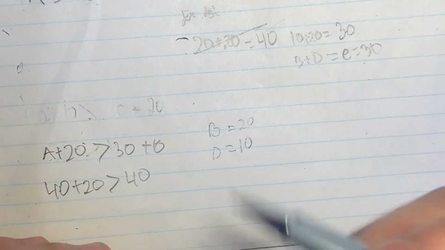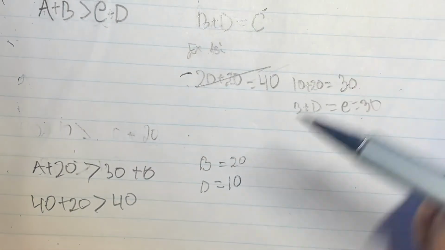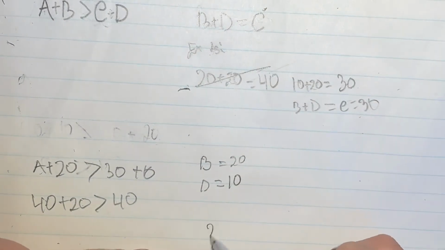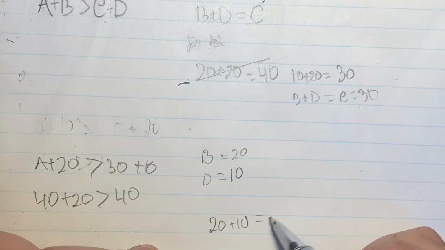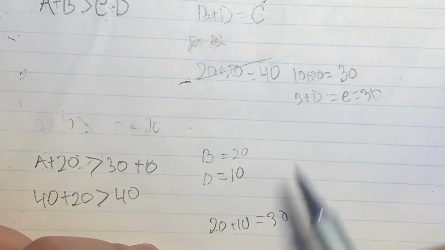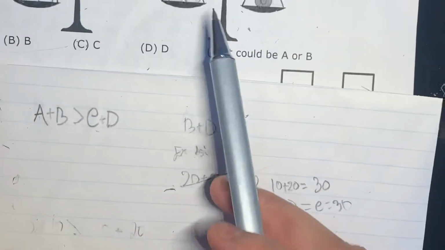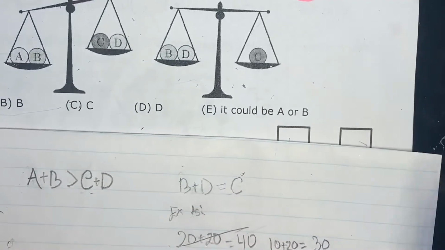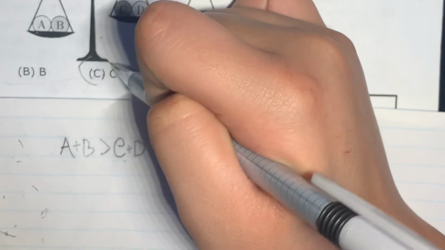So now let's apply for the next one. If B equals 20 and D equals 10, which makes 30, it's the same as C. So it's equal. So the answer is C for question number 22.